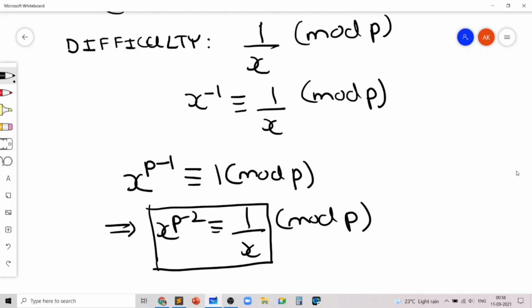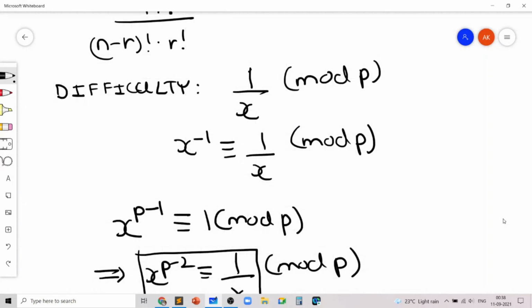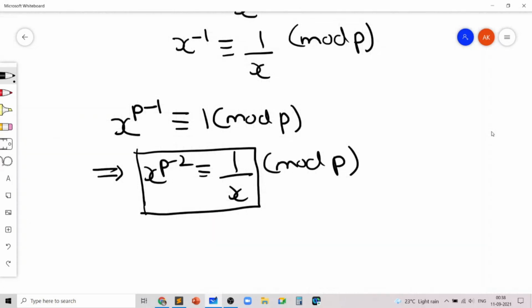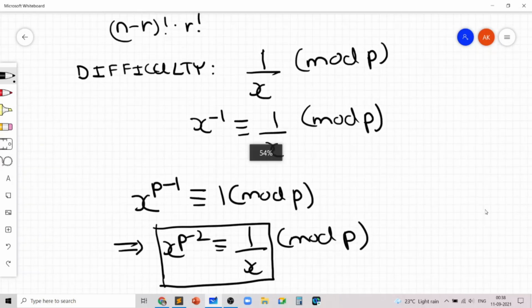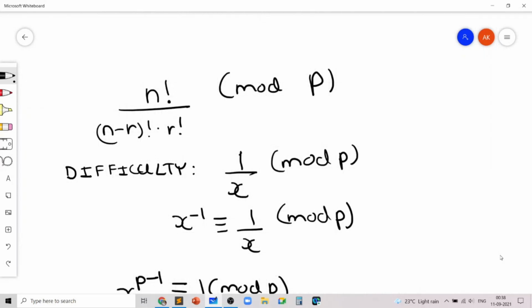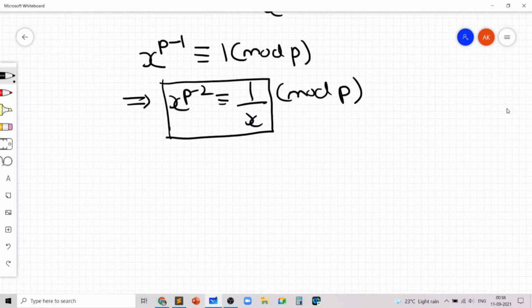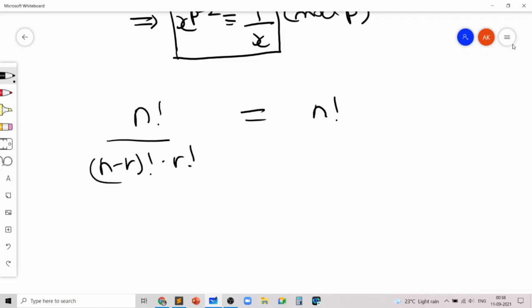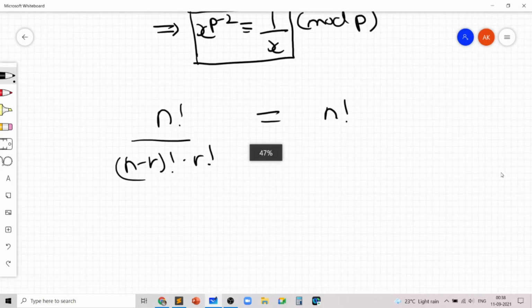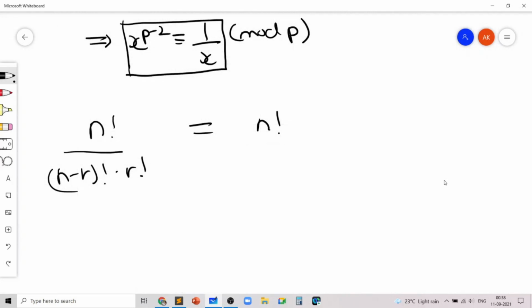So even if you don't understand some of these modular equations, you can just take it for granted that x to the p minus 2 is congruent to 1 by x mod p. So that's the crux behind how to compute this efficiently, and afterwards it's just simple algebra. So then we know that to find n factorial divided by n minus r factorial into r factorial, we will just take n factorial the same, and we need to compute r factorial. So we need to compute 1 by r factorial.